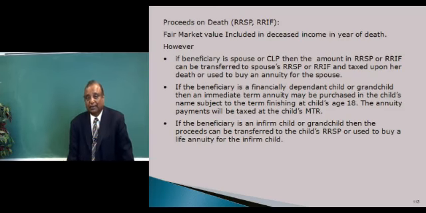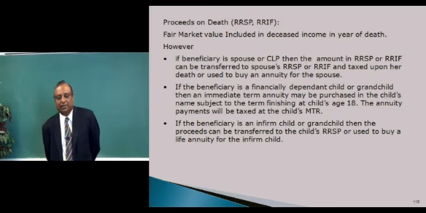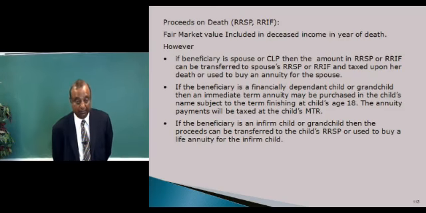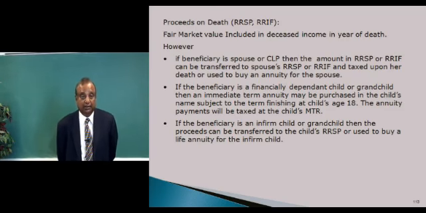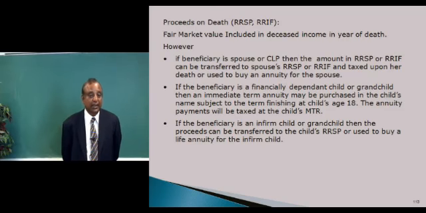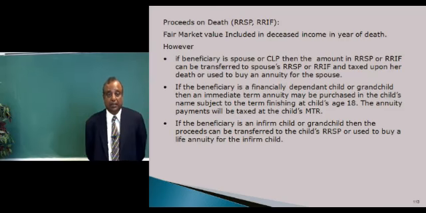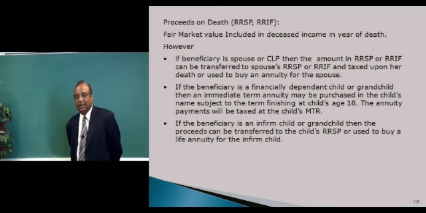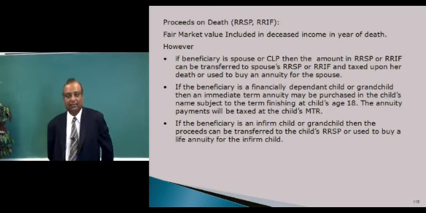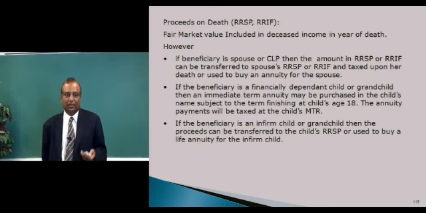Now, there are two other exceptions. If the beneficiary is a financially dependent child or grandchild, then you can use the money to buy a term to 18 annuity. If the beneficiary is an infirm child, a handicapped child or grandchild, then the proceeds can be transferred to the child's RRSP or used to buy a life annuity for this child. These are the only three exceptions. In all other cases, it's going to be taxed to the deceased.